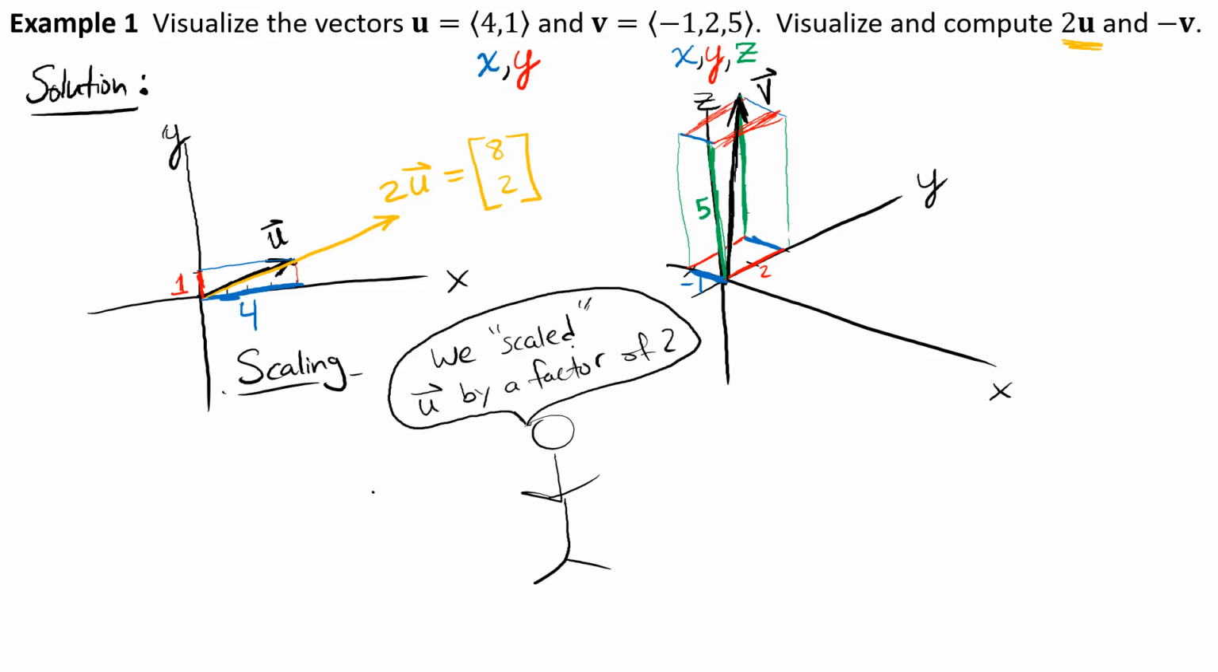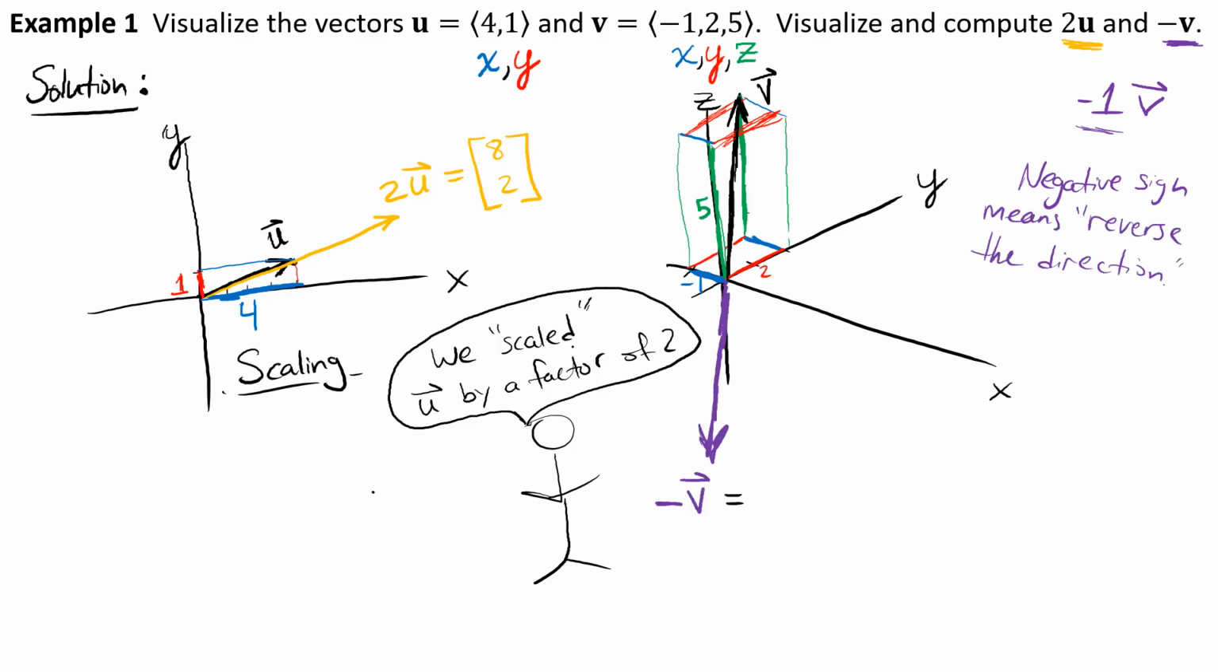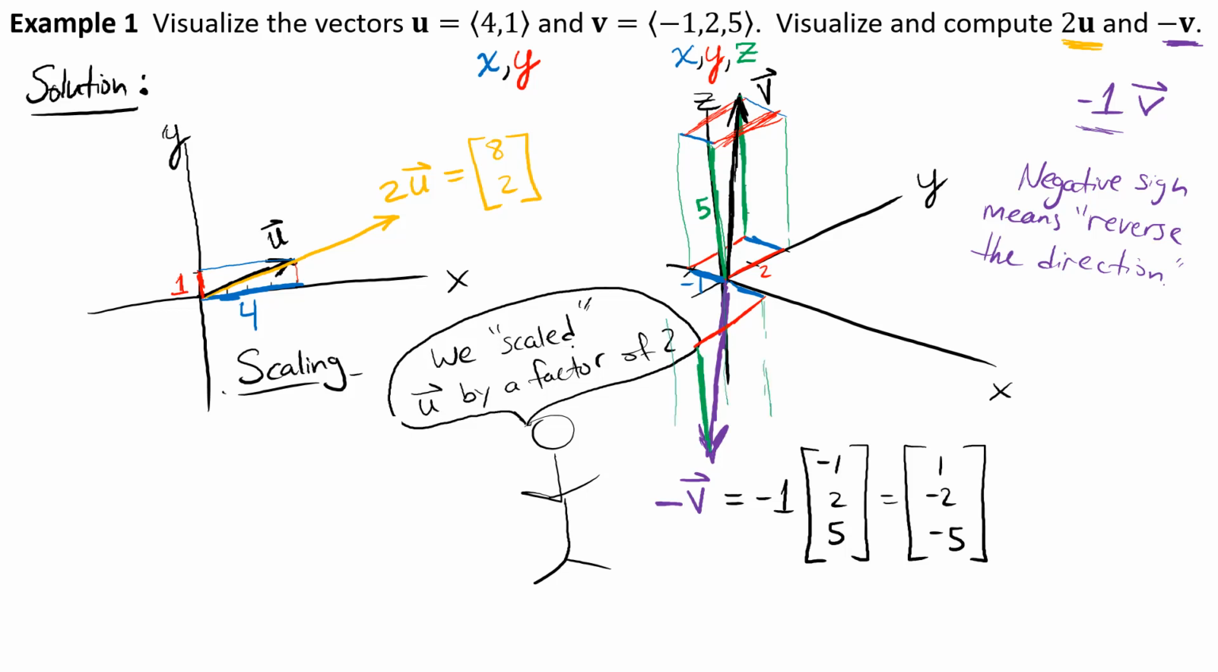Scaling a vector by a negative number works the same way. To compute -v, we think of this as -1 times v, and it means that we keep the same size of the vector, but we reverse its direction. So -v looks like this, and its components are found by multiplying by -1 the old components of v. So we get <1, -2, -5>. Sure enough, you can check that this purple vector is precisely the vector you would get if you walk 1 unit along the x-axis, -2 units along the y-axis, and then -5 units along the z-axis.